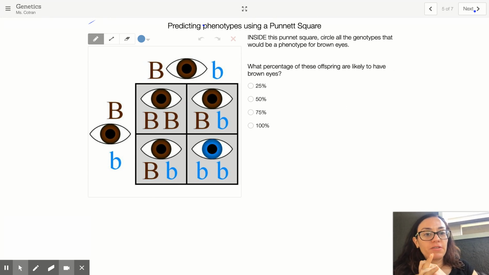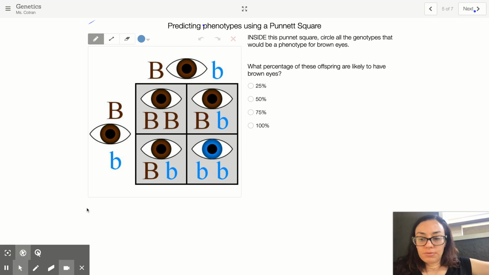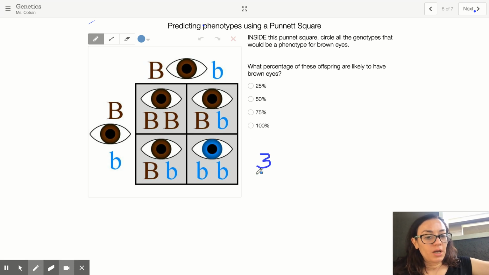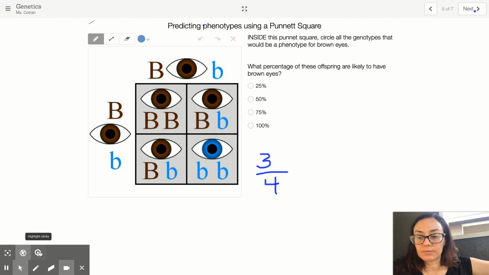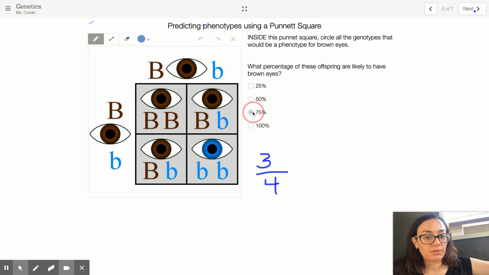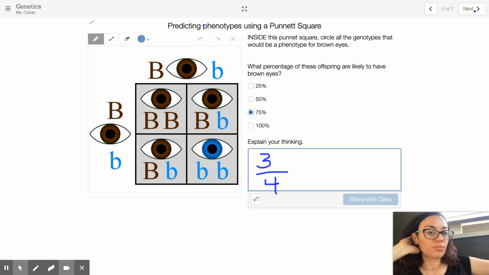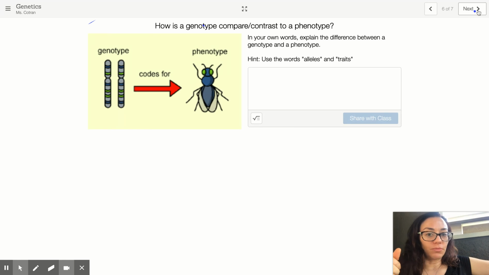Now look at this Punnett square real quick. Which percentage of these offspring are likely to have brown eyes? Well, just look at how many boxes have brown eyes. 1, 2, 3. 3 out of what? 3 out of how many boxes are there? 1, 2, 3, 4. 3 out of 4. Think about it. How many cents is 3 quarters? It's 75%, right? Awesome. Okay. 3 out of 4. I love it.